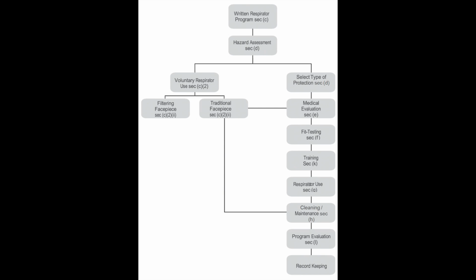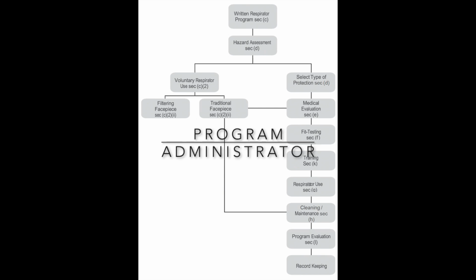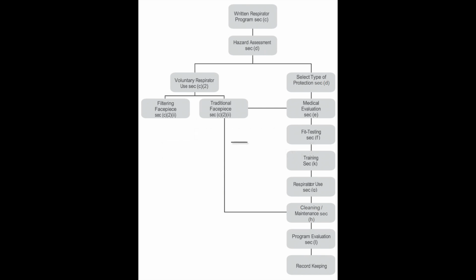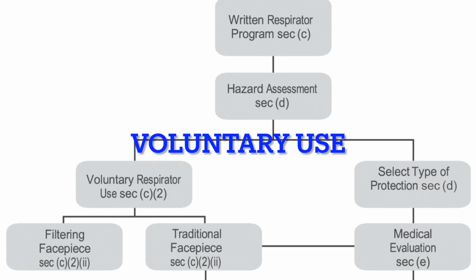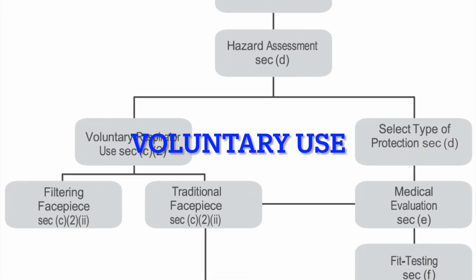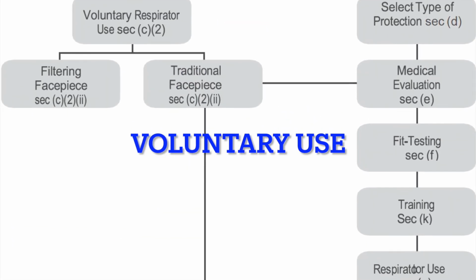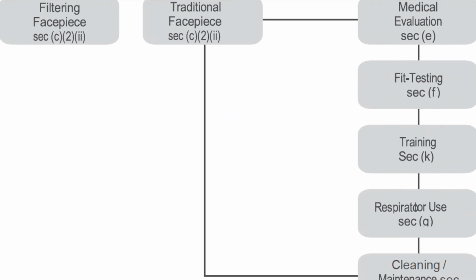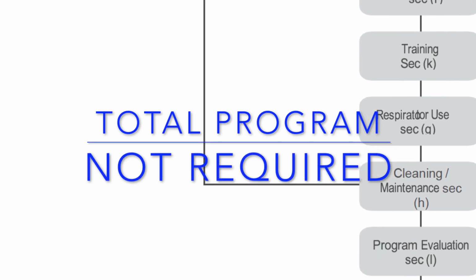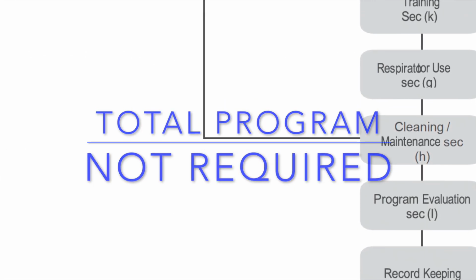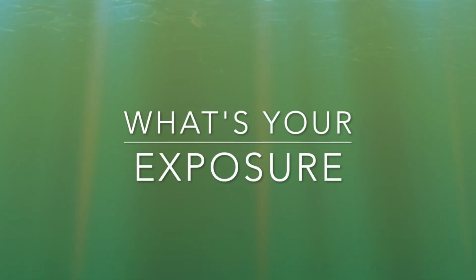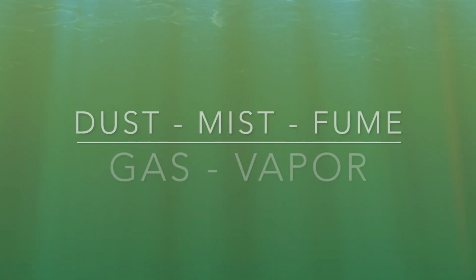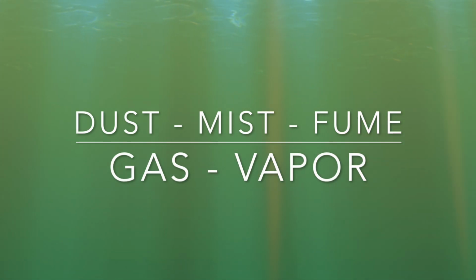OSHA says that we need to have a respirator program. Each program must have an administrator. If you are potentially exposed, then you must be in that program. In some cases, you use a respirator for voluntary use, and that's fine. When you use a filtering face piece, you don't have to comply. But if you use a traditional half mask, you do need to comply with the last parts of the program. So what's your exposure? Is it dust, mist, fume, gas, vapor?